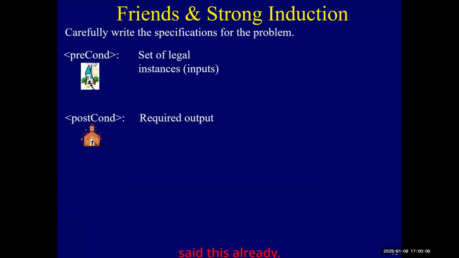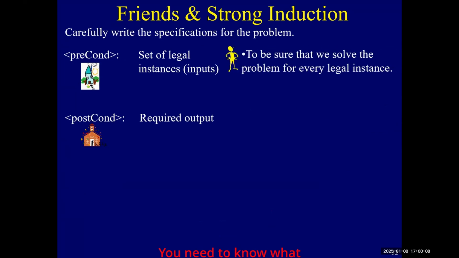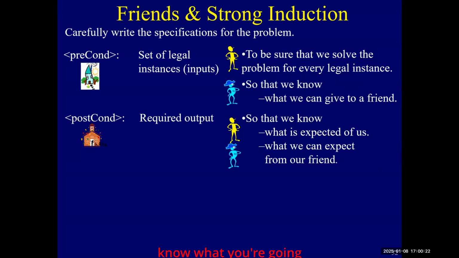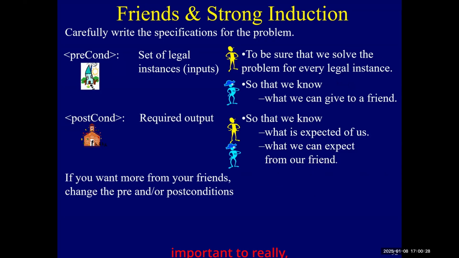I've said this already. You need to know what the precondition is so that you know what you're going to get from your boss and you can give things to your boss. You need to know what's good for the postcondition so you can help the boss. But you also need to know what you're going to get from your friends. So it's really important to clarify pre and post conditions.